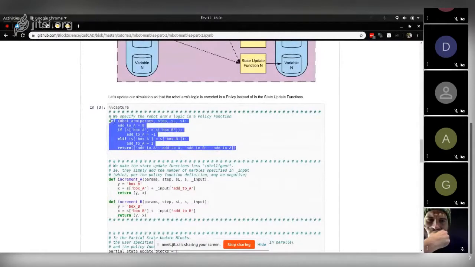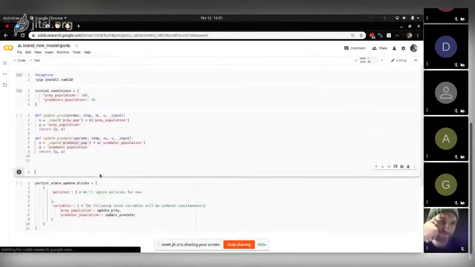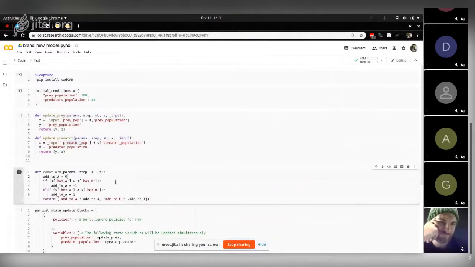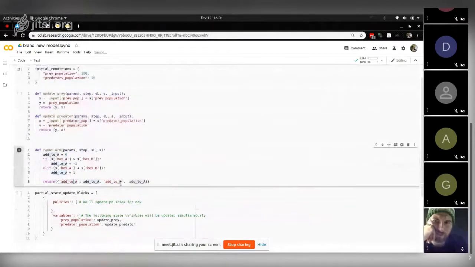I do that because sometimes to copy-paste the structure is quicker than typing it entirely. So the definition of this policy is just like the state update function, but you don't have the input, because the structure of the input and the output is a bit different. A policy, the keys and values that you put here, go up to the input dictionary.